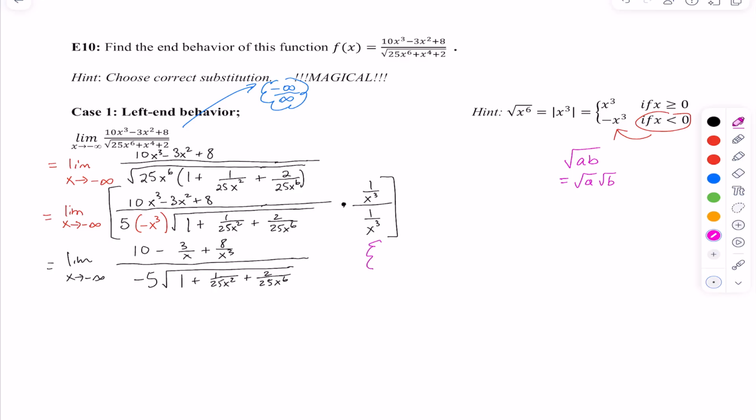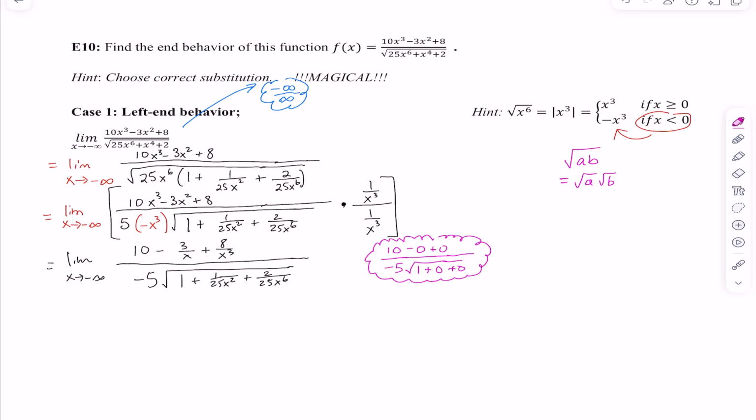So the numerator now has a form of positive 10. And the denominator now has a form of negative 5. That's a determinate form. More specifically, if that was too fast, I could tell you that I estimated negative 10 subtract very small plus very small over what? The square root of 1 plus very small plus very small. Now notice I'm using the symbol 0 to represent very small, so I'll put that in a bubble.